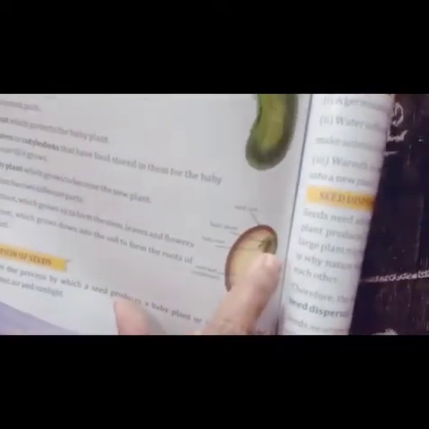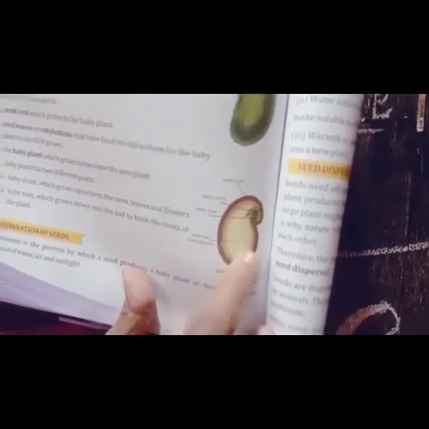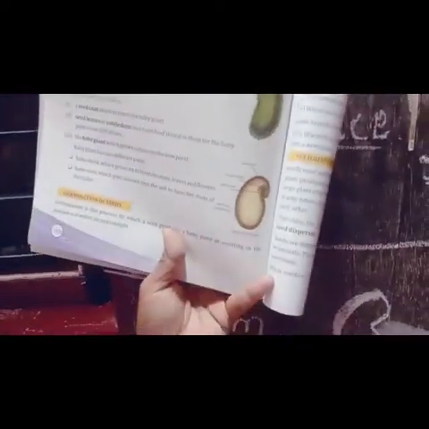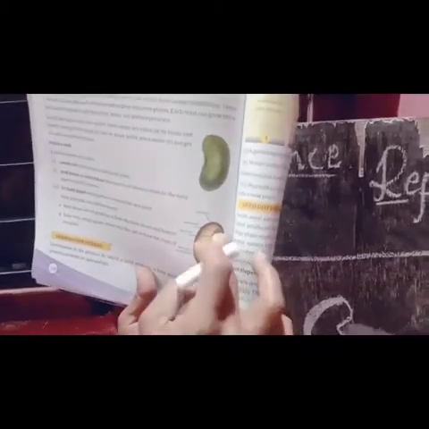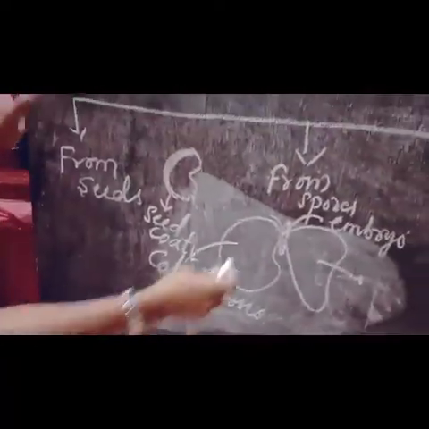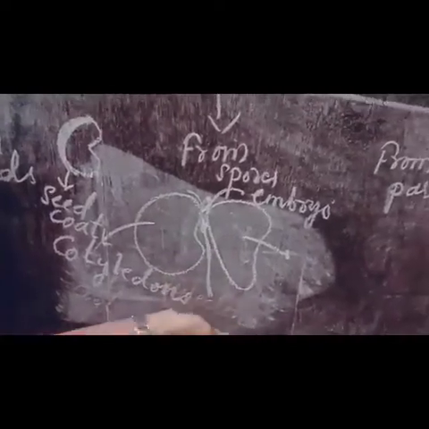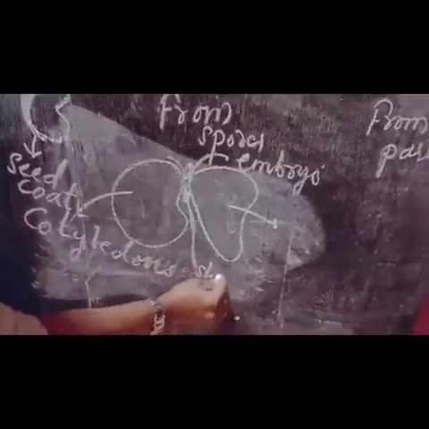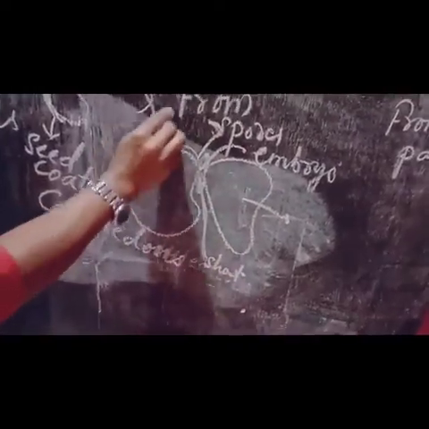Here the baby shoot or the embryo, we can also call it the baby root, seed leaf. Inside the coat you can see a seed leaf, also called cotyledons. So this embryo itself grows into a new plant, a shoot and root. This one grows into a new shoot, and this one grows into a new root.